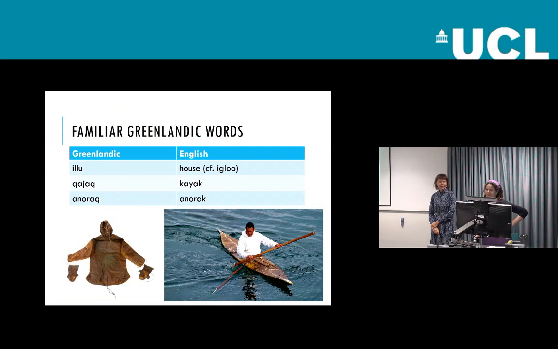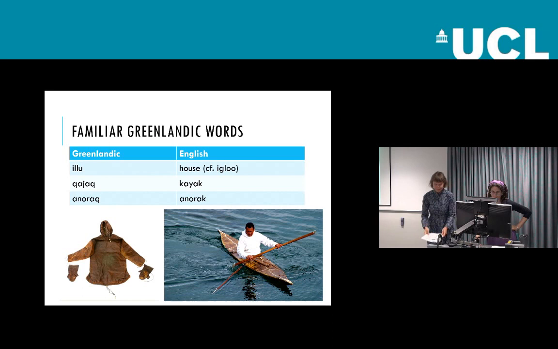So iglu, which is just a house in Greenlandic. It's not a house made out of ice. It's not an igloo. It's just the word for house. But that's where the English word igloo comes from. Kayak, the kayak, and then anorak. So the man is wearing an anorak. To parties or weddings, they wear a white anorak like that. But then on the left, you've got an old, probably sealskin one.